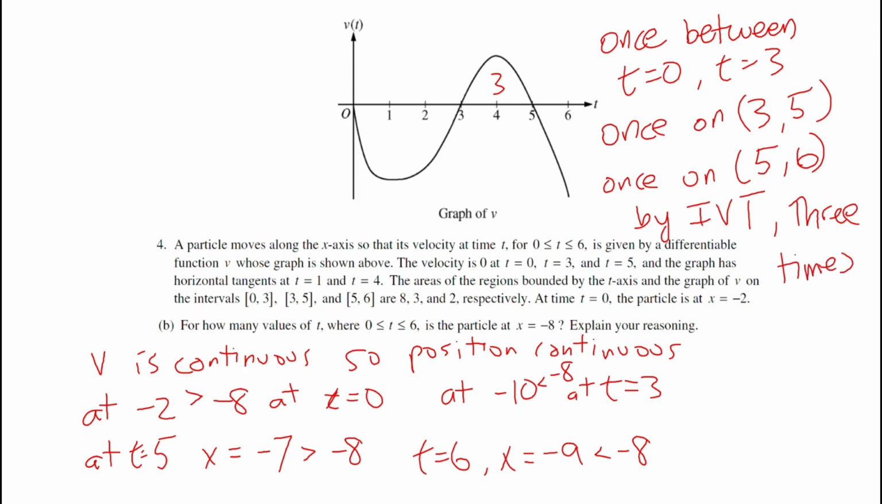And that is all you really need to do. Just state those positions, state that the position function is continuous, and use the intermediate value theorem. They gave you 3 points: 1 for having all these positions, 1 for describing that the position is continuous, because you can't use IVT without saying that, and 1 for the conclusion of 3 times.